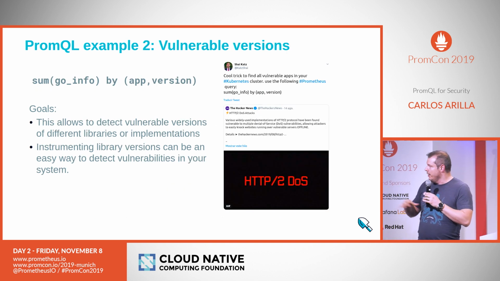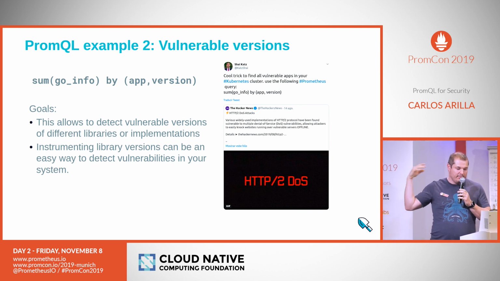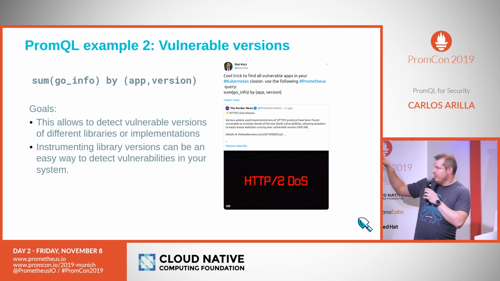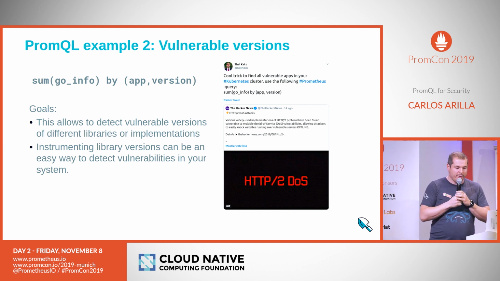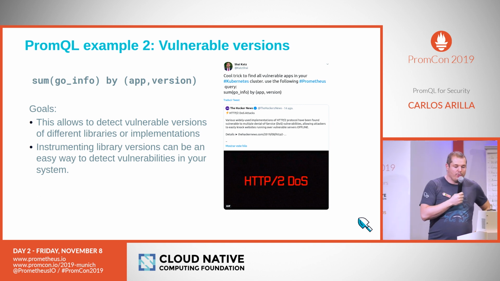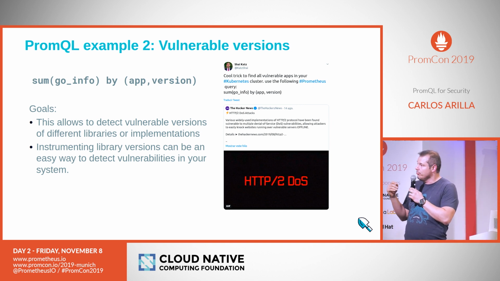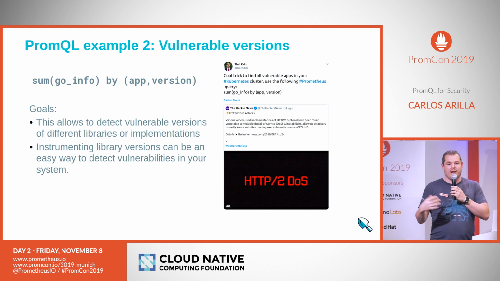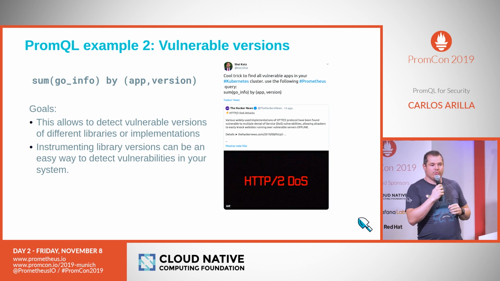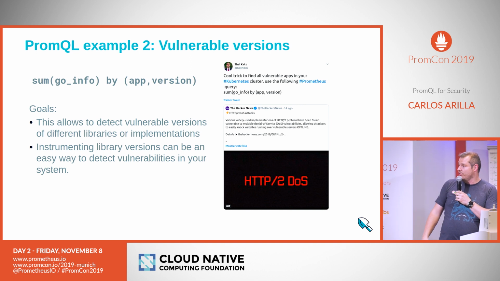A second example: we saw recently a vulnerability in Go that affected Kubernetes and everybody cried. So I found this on Twitter, which is in fact very clever. All the exporters in Go are exposing information of the version. So maybe you can use your own Prometheus to gather information about the version and to know where the vulnerable things are running.